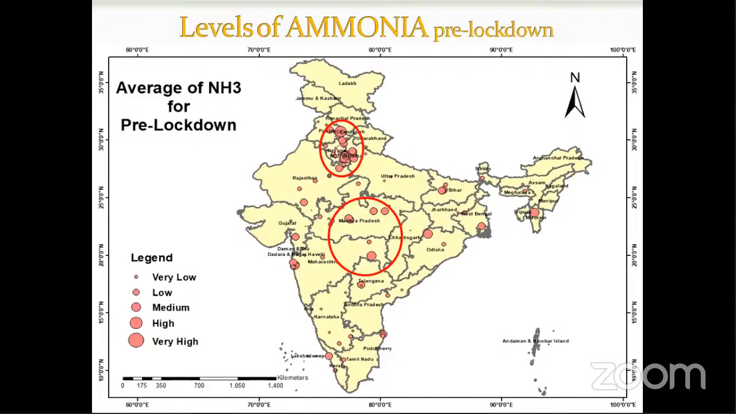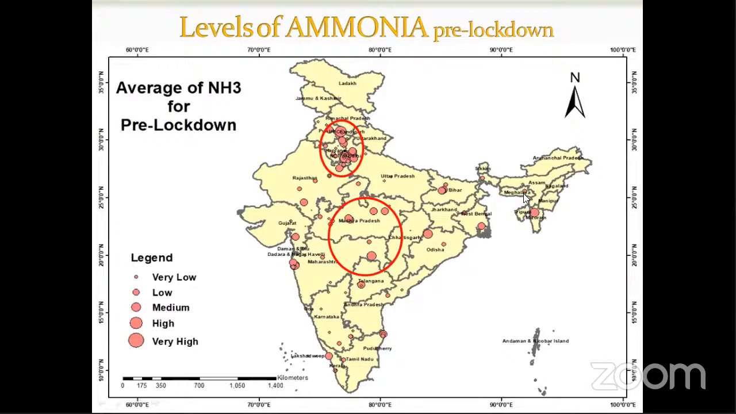Ammonia mainly combines with sulfates and nitrates to form fine particulate matter, which is PM2.5. And this is a very harmful pollutant, which has a great effect on human health and environment. Looking at the dot density, we can see that ammonia is at a very high level in northern India and in central India. However, in the northeast also, we can see a medium to high range.